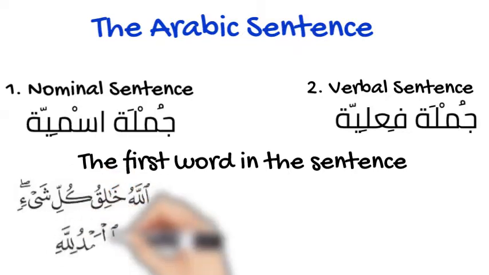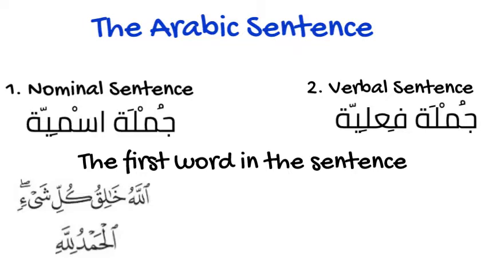Another example is Alhamdulillah. So it starts with Alhamd, and Alhamd is a word that has alif lam, which means that it is a noun. And so this is a nominal sentence. And I have a separate video on how to tell if a word is a noun.